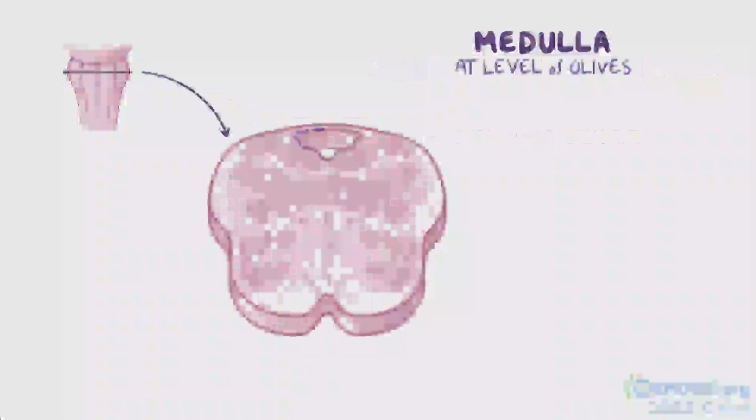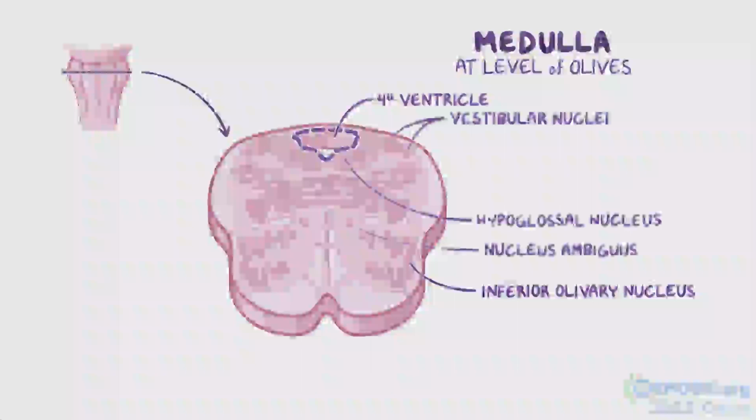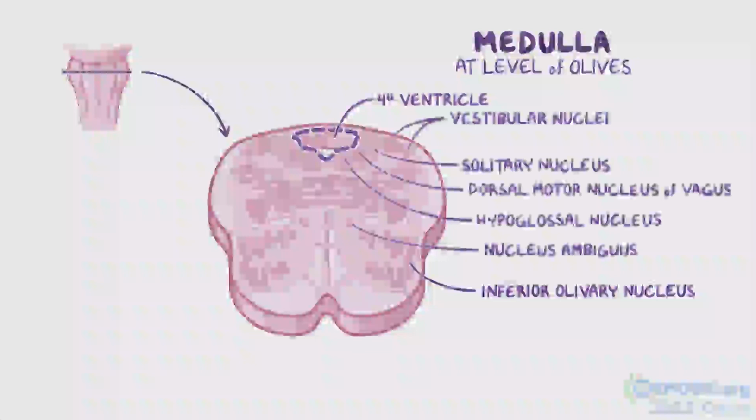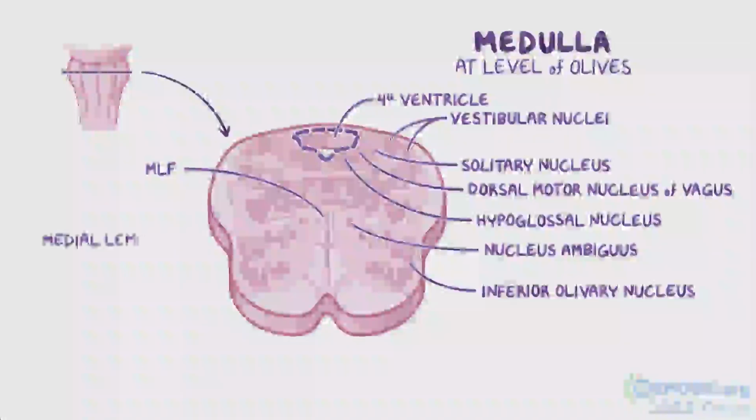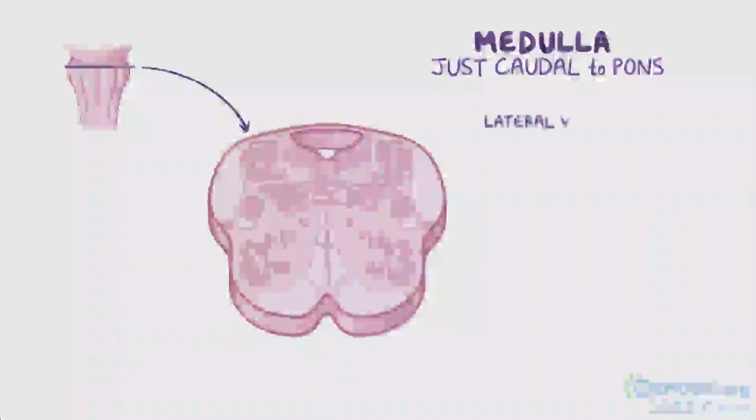At the level of the olives, there are the fourth ventricle, inferior olivary nuclei, vestibular nuclei, and hypoglossal nuclei, as well as the nucleus ambiguus, dorsal motor nucleus of vagus, solitary nucleus, MLF, medial lemnisci, and tectospinal tracts. Just caudal to the pons, we can see the lateral vestibular nuclei and the cochlear nuclei.